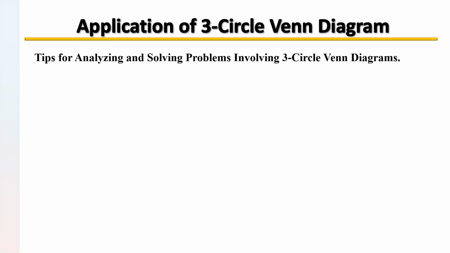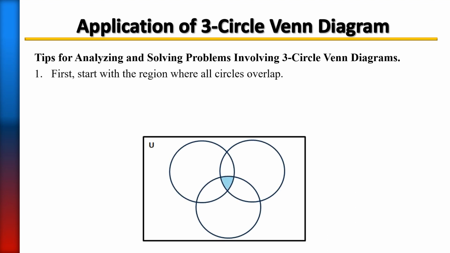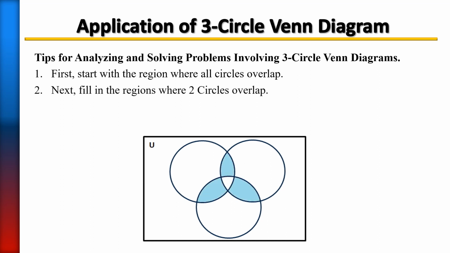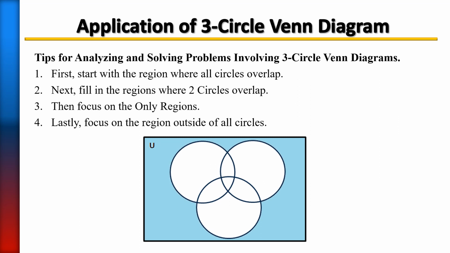Before we begin, I want to give you some tips for analyzing and solving problems involving three-circle Venn diagrams. So the first thing you want to do is start with the region where all circles overlap. Next, fill in the region where two circles overlap. Then you're going to focus on the only regions. And lastly, you will focus on the regions outside of all circles.